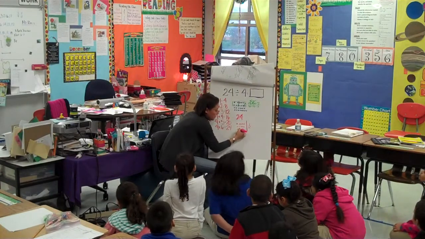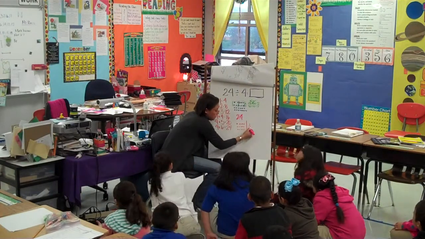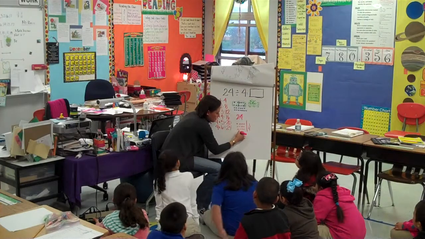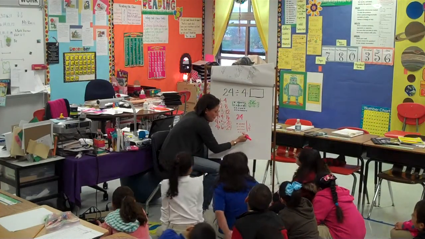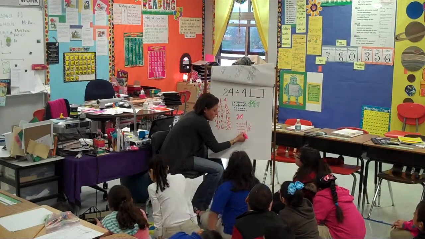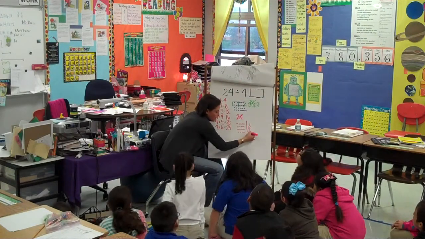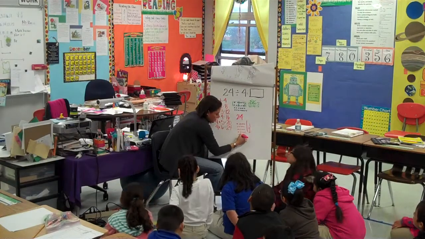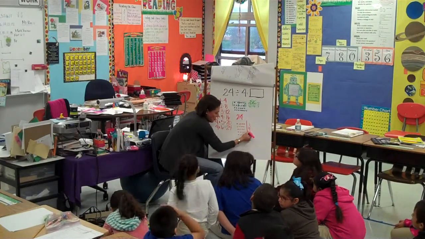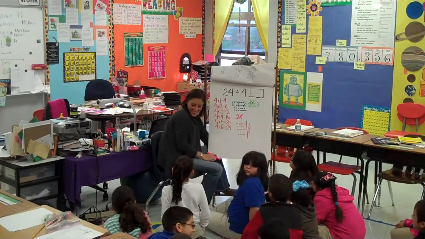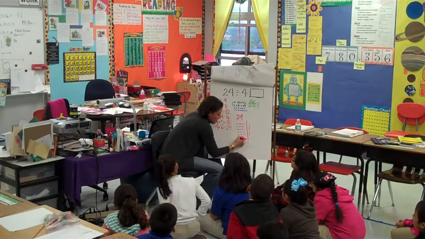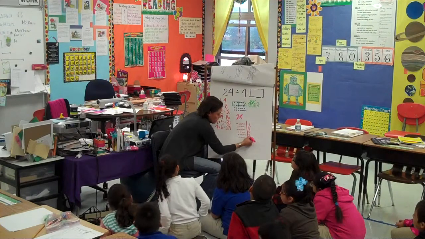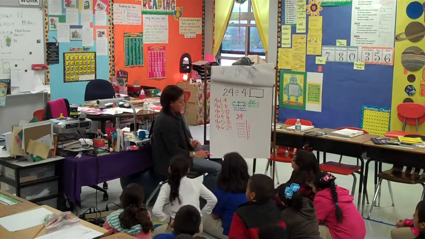And then 9, 10, 11, 12, and then I put 3. And then 13, 14, 15, 16. Then 17, 18, 19, 20. And then I put 5. And then I did 21, 22, 23, 24. And then I put my 6 on the rest of the box.